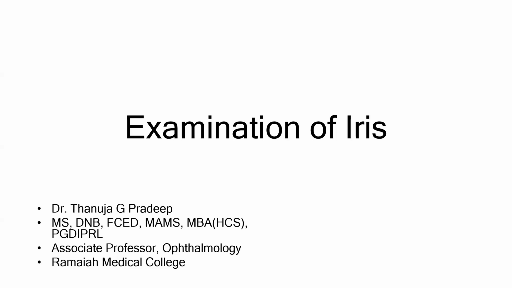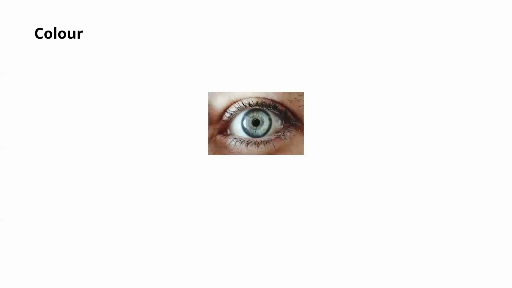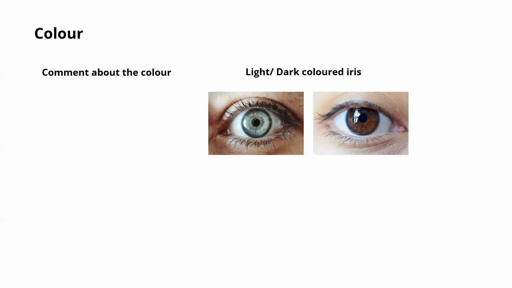Hello everybody. In this video, we'll learn about the examination of the iris. What are the things that you have to look for during examining the iris and how will you present it? The three components that you're looking for when you're examining the iris are the color, the pattern and the abnormalities.